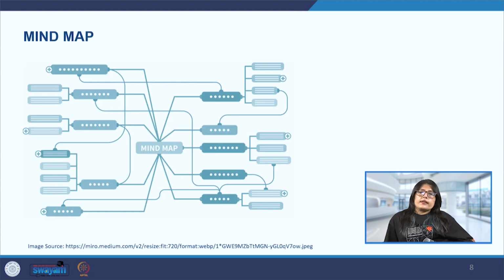So the next technique is mind map. I have discussed mind map in one of my earlier lectures as well, where I had given the example of healthy habits, and how we put it in the middle and then create the branches and then the sub branches.